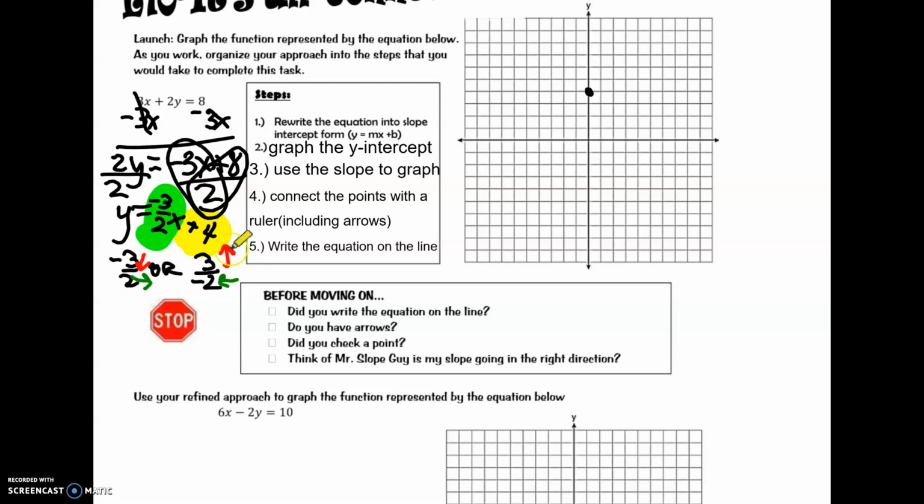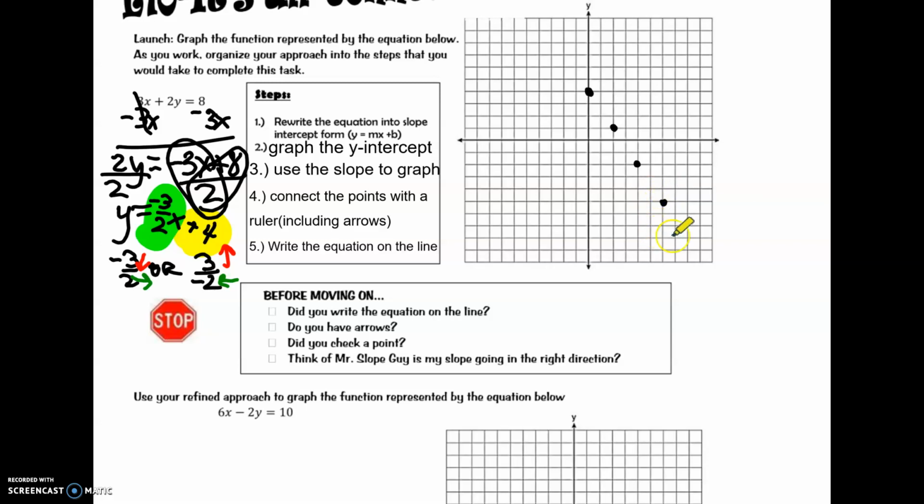So you need to make sure that you know negatives and positives for both your change in y and your change in x. So I'm going to start with this first one by going down 3 and to the right 2. So I'm going to go down 1, 2, 3 boxes, count over 2 to the right, and make a point. I'm going to do it one more time.